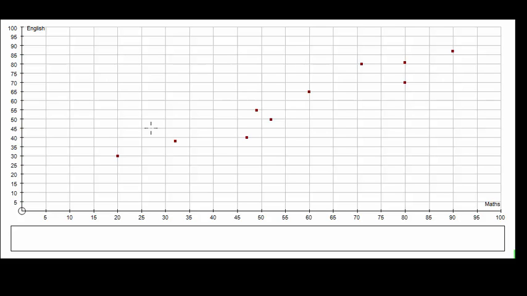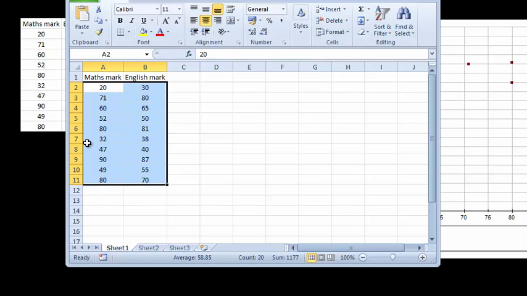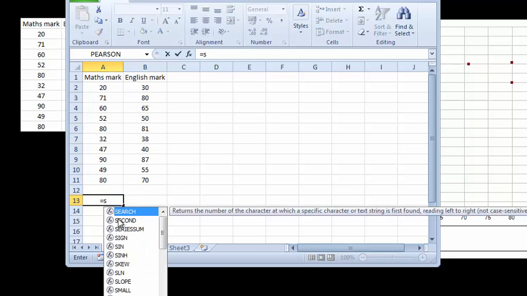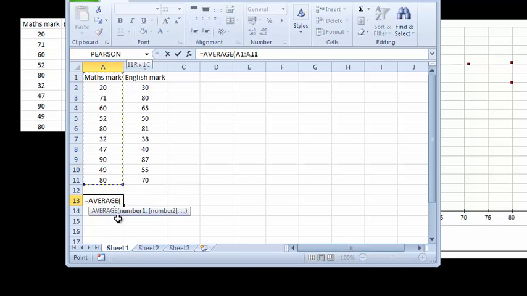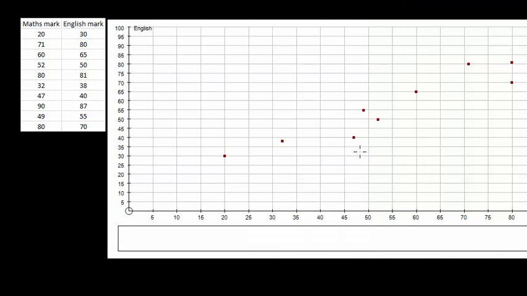So to do that, what we're going to need to do is plot a centroid point. And the centroid point is basically the mean of all my x values plotted against the mean of all my y values. So I'm going to add up all these numbers here, 20, 71, 60, 52, 80, and so on and so forth, and find out what the mean is. And then I'm going to do the same for the English mark. So luckily, I did this in Excel, so I'm going to find the average of these scores and the average of those scores. And I'm then going to plot that point, which is 58.1, 59.6, onto this graph.